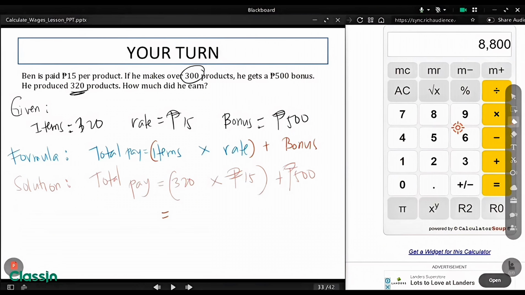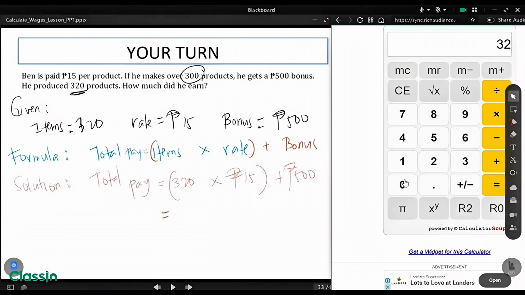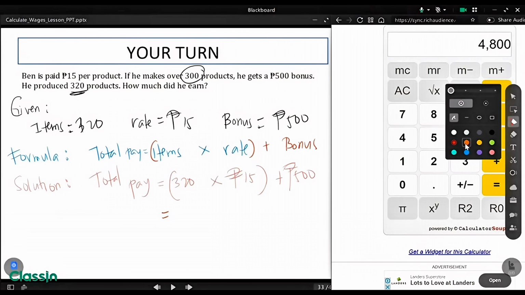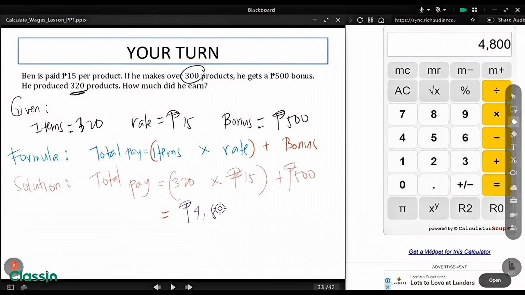So 320 times 15 equals 4,800. 4,800 plus 500 pesos. The total pay of Ben will be 5,300. That's it. I hope you got it correctly.